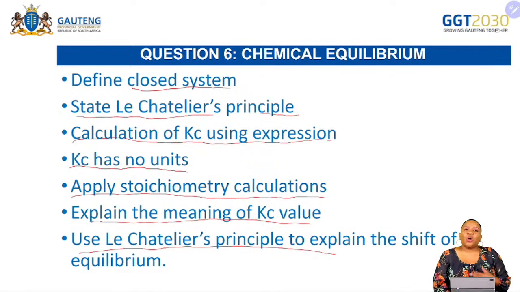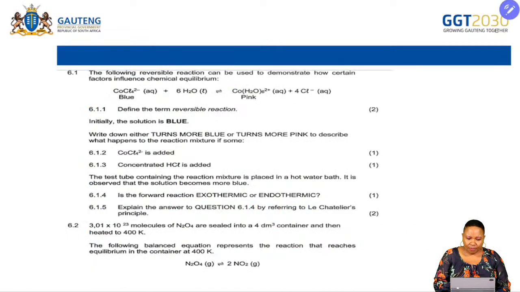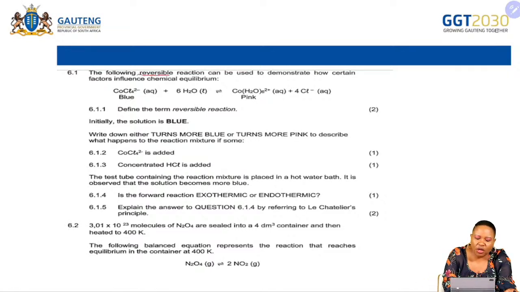So this is what we also need to understand when we're looking at question number 6, which is chemical equilibrium. Now, I decided to just take one of the questions under chemical equilibrium so that we can remind ourselves how to answer the questions. The following reversible reaction can be used to demonstrate how certain factors influence chemical equilibrium. So you can see that this is a combination of question 5 and question 6, because some of the factors definitely won't affect chemical equilibrium, but they are factors that affect the rate of reaction.